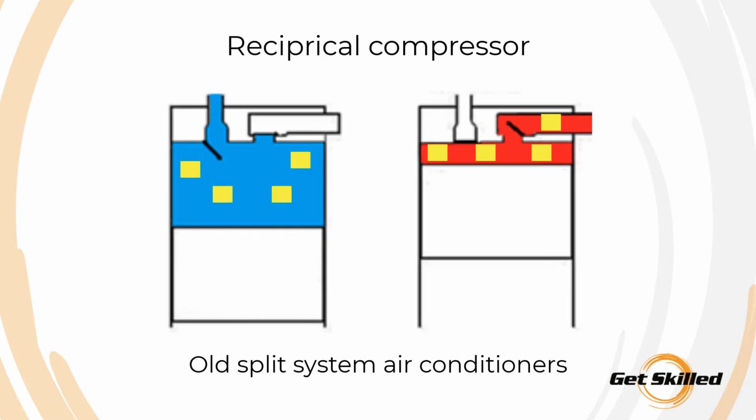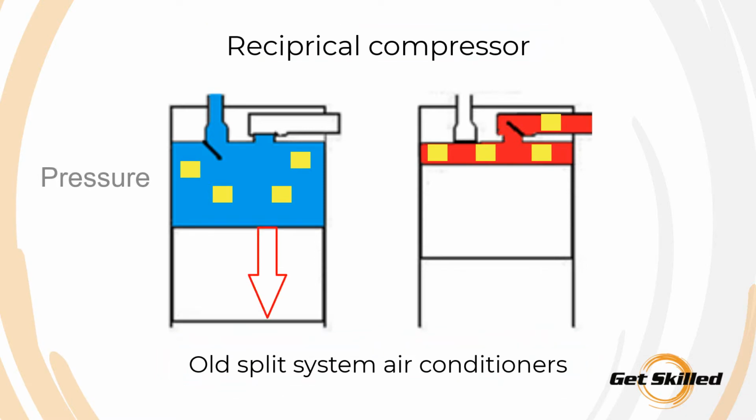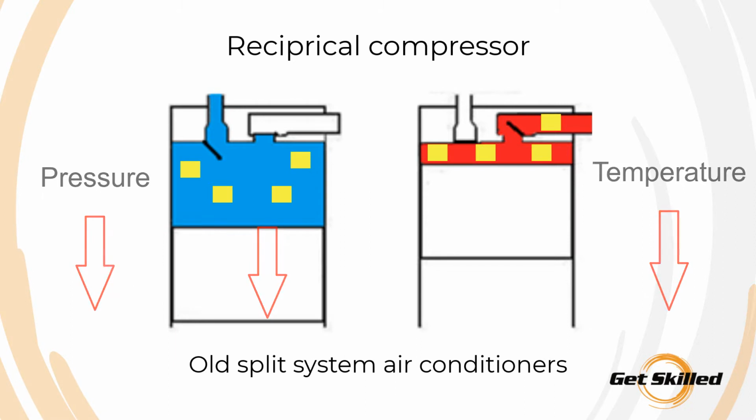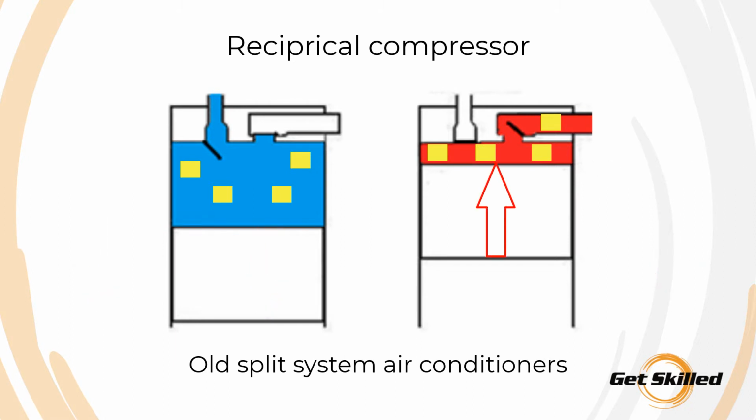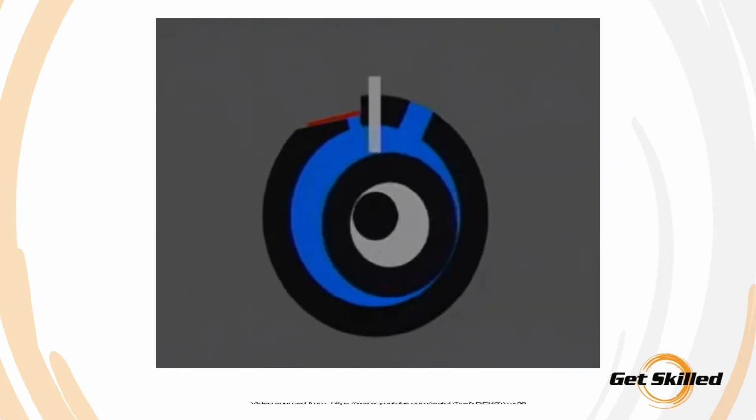For example, for reciprocal compressors in old split systems, when the piston moves down, the pressure is decreased and the temperature is decreased. When the piston moves up, the pressure is increased and the temperature is increased. In rotary compressors in new split systems, the compressor sucks in the refrigerant as a low pressure vapor and compresses it to leave through the vane as a high pressure vapor.